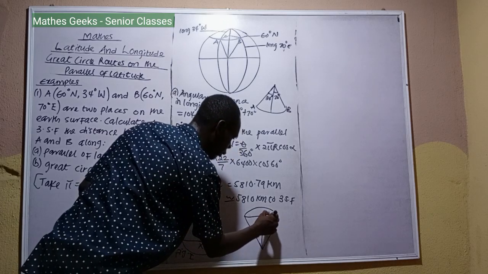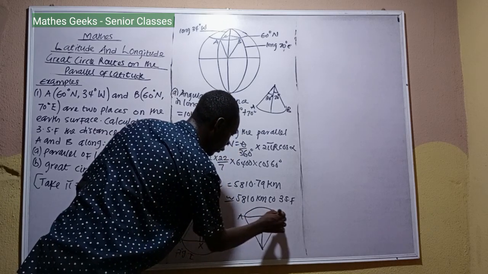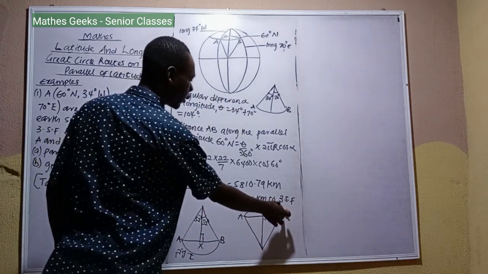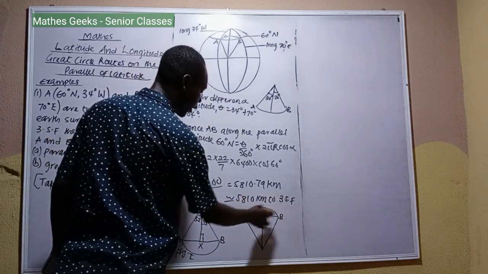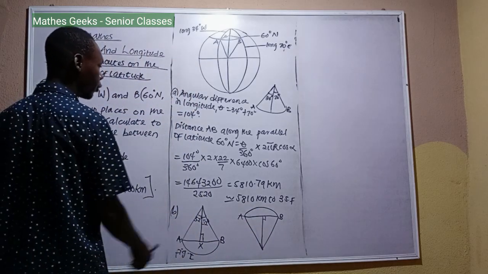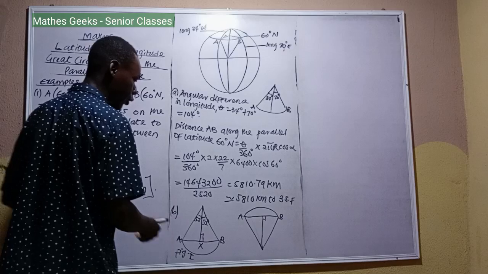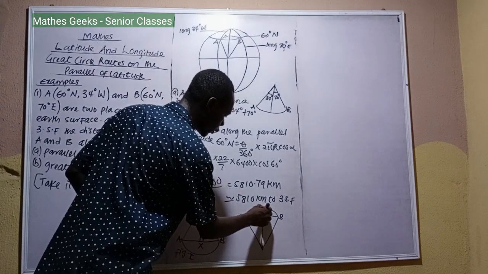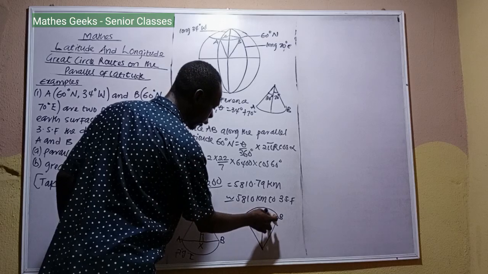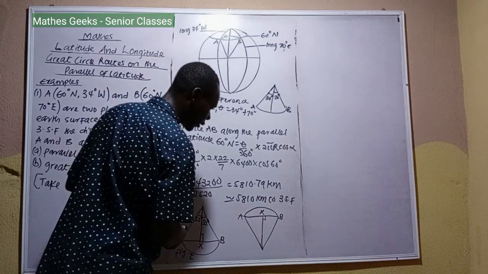Alright, so this is A, B, and this is what we are looking for, this distance AB. For us to be able to get distance AB along the great circle, we need that information from the small circle, and that's the length of chord from the small circle. So let's just call this A. That's half the distance between A and the length of chord here is XB.